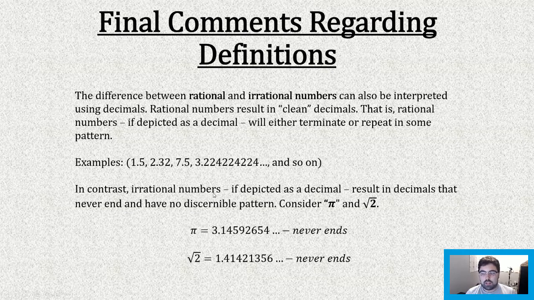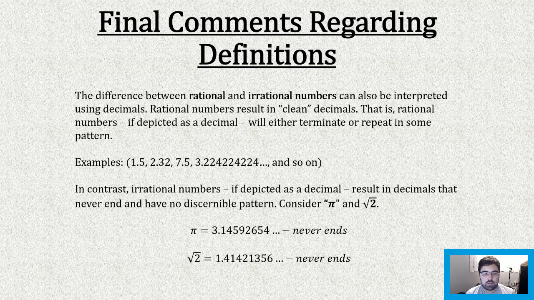In contrast, irrational numbers, if you depict them as a decimal, they're not pretty. They do not give you a clean decimal. They will not have any discernible pattern. Pi, for example, is 3.1459265. It never ends. It keeps going and going. Never ends. There is no pattern. Same with something like the square root of 2.